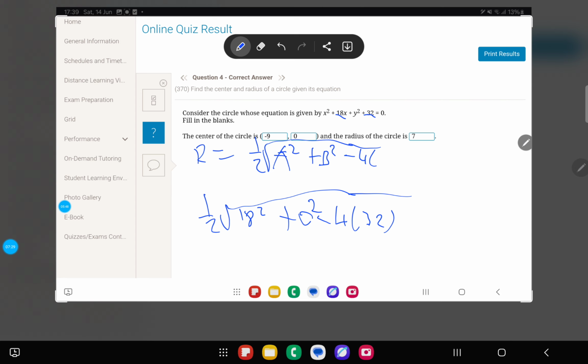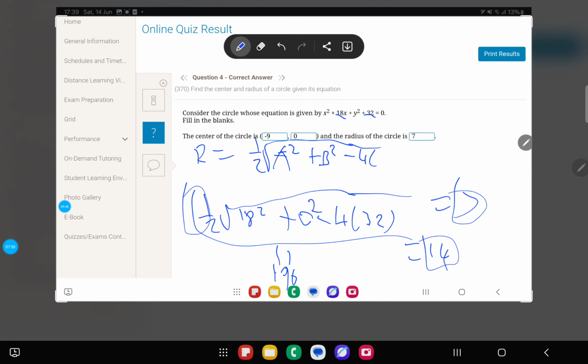Okay, so now solve that. You get 18 squared minus 4 times 32, and that's in a radical. So you get 196 inside the radical. The radical of 196 is 14. 14 times 1 over 2 is equal to 7. That's it. Just put this in the calculator and you get the answer.